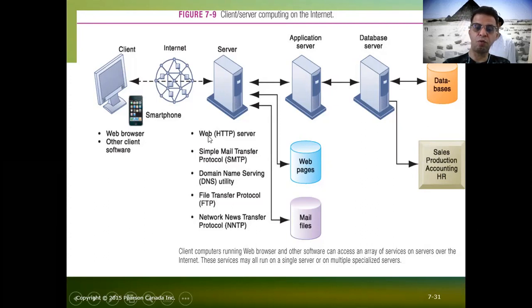Basically, you have the web HTTP and HTTPS server, and then you have the Simple Mail Transfer Protocol, and you have the DNS, or domain name system utilities, and FTP, which is the File Transfer Protocol, and NNTP, which is the Network News Transfer Protocol. These are all protocols for how a message gets communicated from the client through the internet to your database and to your applications.